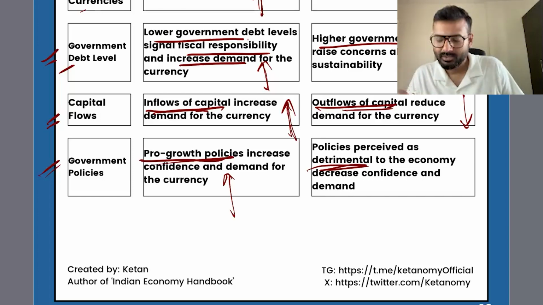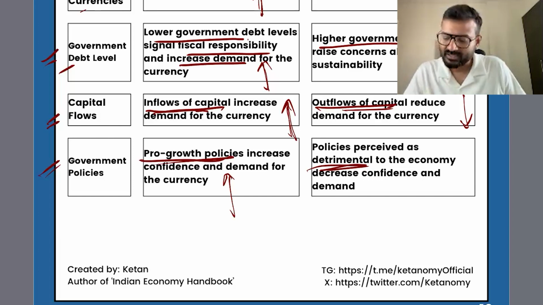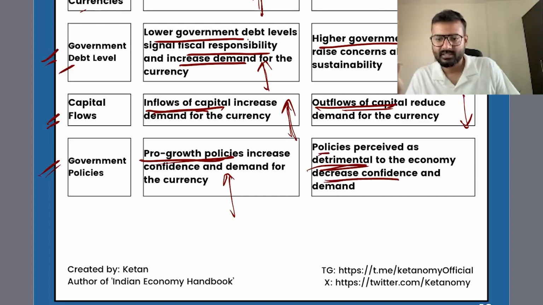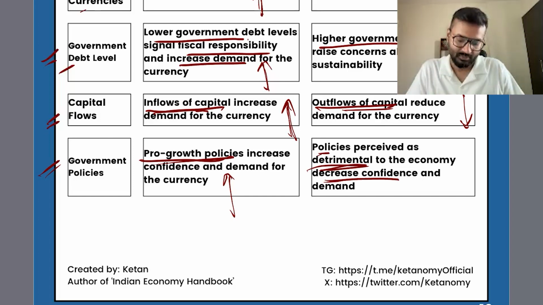They increase the deficit levels of the government. They increase the net national debt, because the government is borrowing too much to invest in areas which are not as productive, like subsidies or too much welfare or freebies, right? So these kinds of policies lead to a decrease in confidence for an investor, and once there is a decrease in confidence, they will not invest as much. So here there will be depreciation.